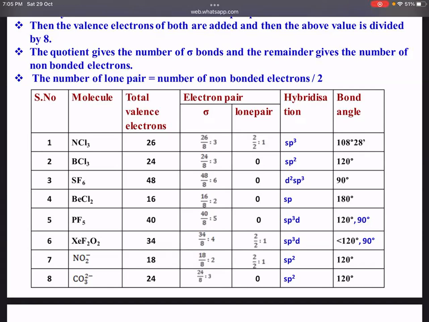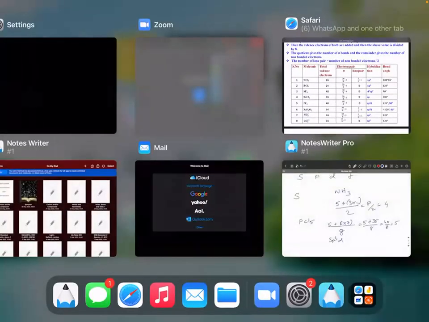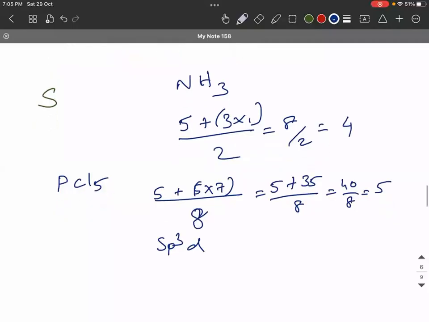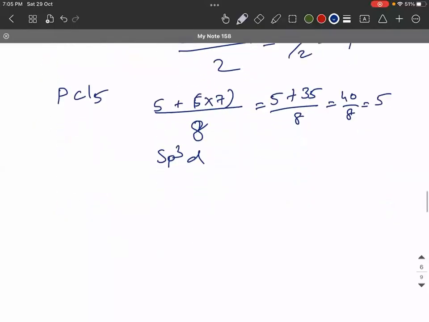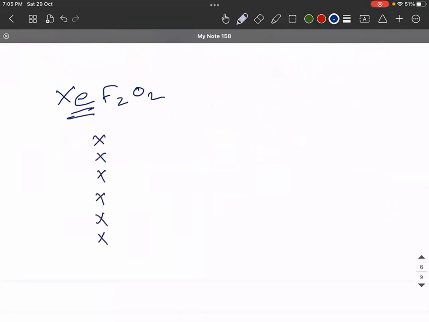Now I will tell you a very simple method for checking up, and if you are going for any competitive exam, it is useful. Take XeF2O2. Which is the central atom? Xenon, with 8 valence electrons. The fluorine will form a single bond.